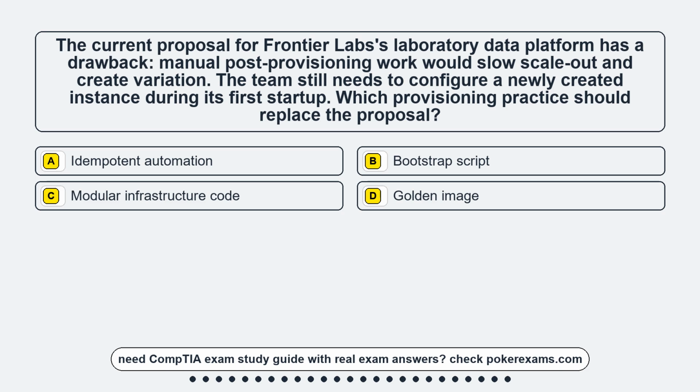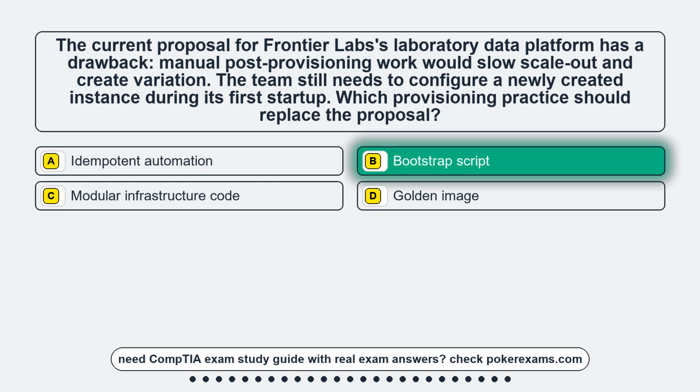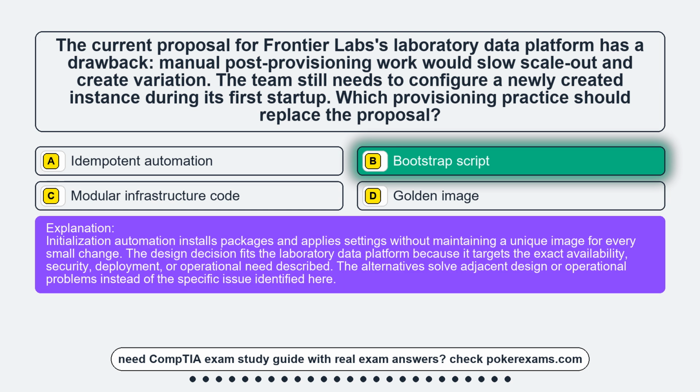Option D, golden image. The correct answer is option B, bootstrap script. Initialization automation installs packages and applies settings without maintaining a unique image for every small change. The design decision fits the laboratory data platform because it targets the exact availability, security, deployment, or operational need described. The alternatives solve adjacent design or operational problems instead of the specific issue identified here.